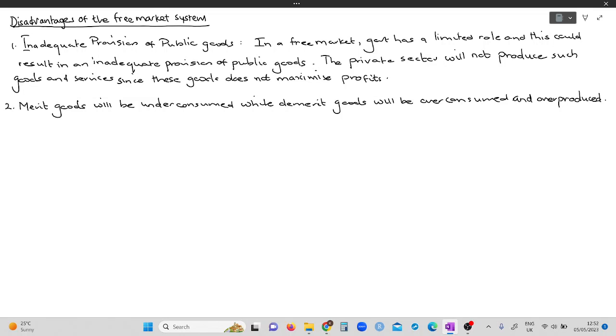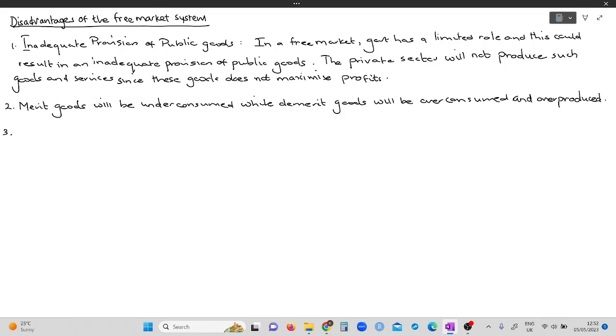The private producers, their aim is just to maximize profit. Whether the product is good for the society or not, the private producer won't care about that. He will just produce in order to maximize his profit. So this was the second one.